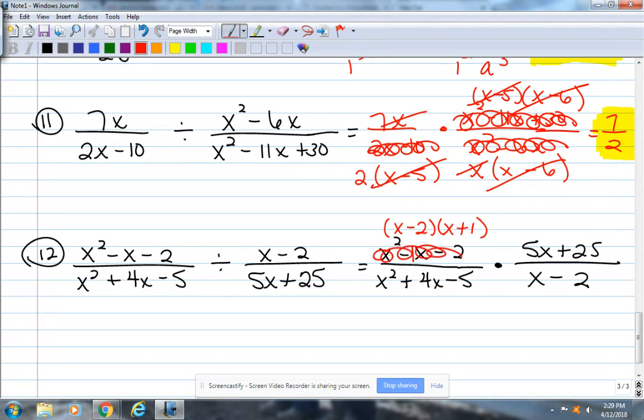Alright, I'll cross that out since I used it. What multiplies to get -5 and adds to get +4? So x plus 5 and an x minus 1.